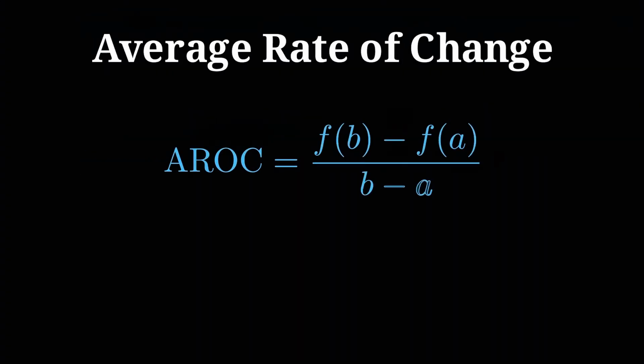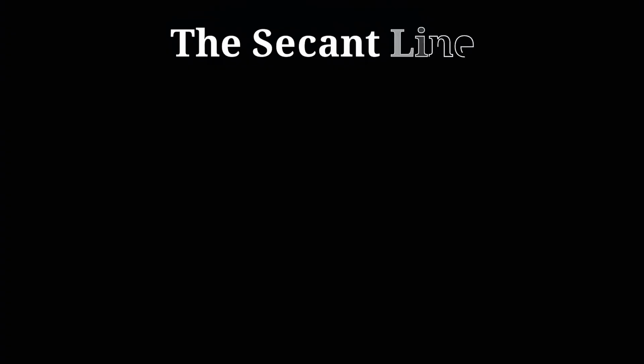Before we get to instantaneous change, let us review average rate of change. The average rate of change of f from a to b is f of b minus f of a, all divided by b minus a. Geometrically, this is the slope of the secant line, a straight line connecting the 2 points on the curve. It tells us how fast f changed on average over that interval. The derivative takes this idea and asks, what happens as the interval shrinks to 0?